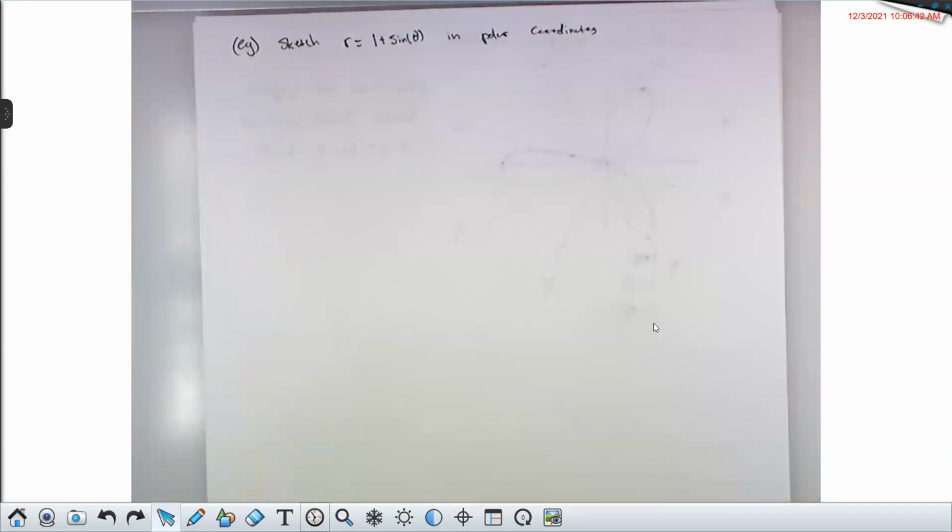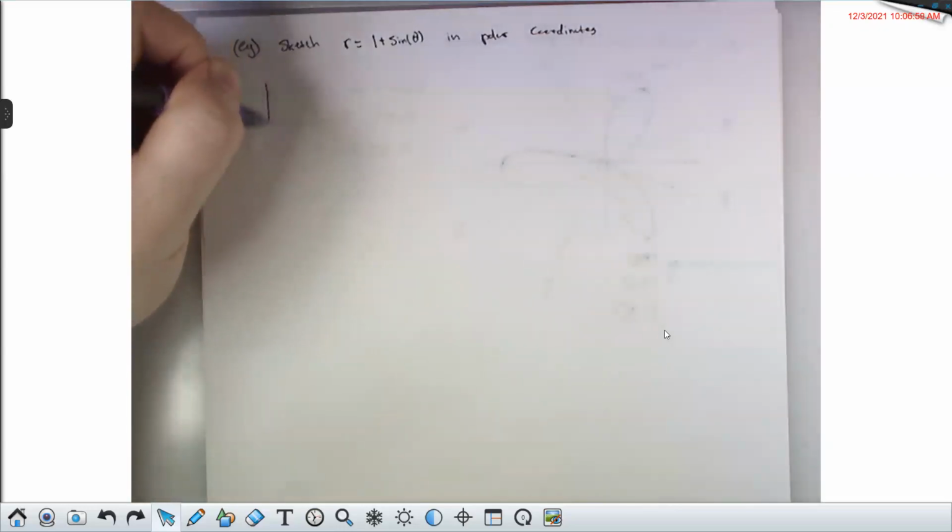You can imagine that the pedal graph we just drew, its Cartesian equation would be a nightmare. It's a terrible, terribly ugly thing. But in polar coordinates, it's quite simple. The same is true of this one.